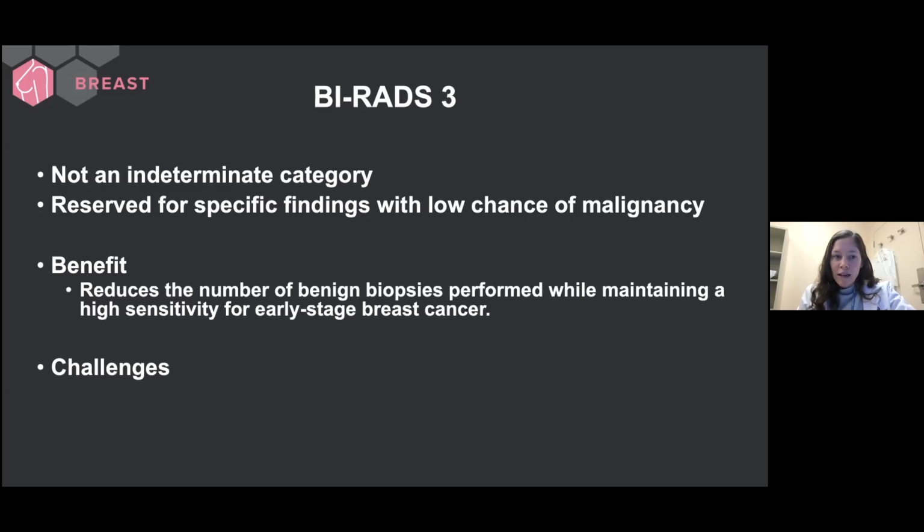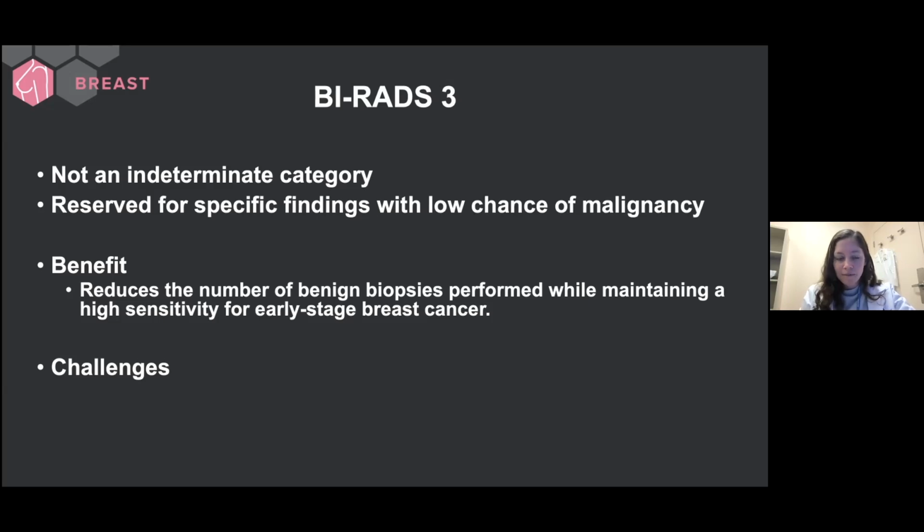The benefit of using BI-RADS 3 is to reduce the number of benign biopsies performed while maintaining a high sensitivity for early stage breast cancer. So when we're thinking about using BI-RADS 3, we really want to think that we're using it to remove cases that might have been recommended for biopsy because they have a very, very low chance of malignancy, less than that 2% number. We don't want to be using it for cases instead of giving something a BI-RADS 2 that could be safely assessed as being benign. We really want to be finding these very specific imaging findings that have a low likelihood of malignancy to give this assessment.